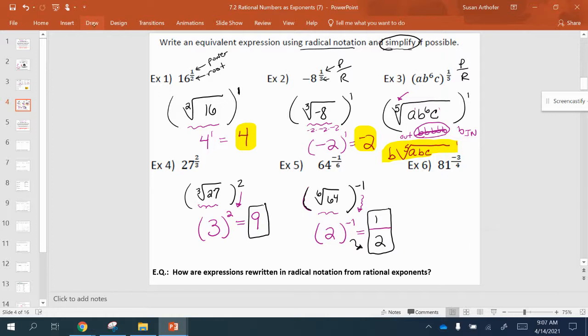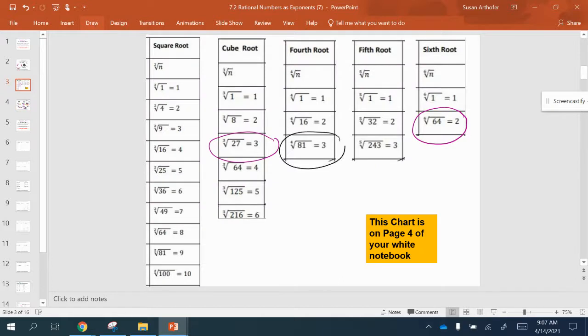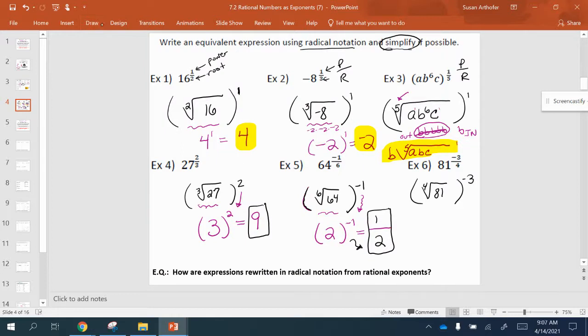Okay, let's do another one. Draw a radical, put the 81 in. Power is negative 3 over 4th root. Then you check your chart to figure out 4th root of 81. So right here is 4th root of 81, so you need to be using this page 4. So the 4th root of 81 is 3. You're going to bring down the outside power. Now it's negative, so we have to dive it down. Remember to dive it down.